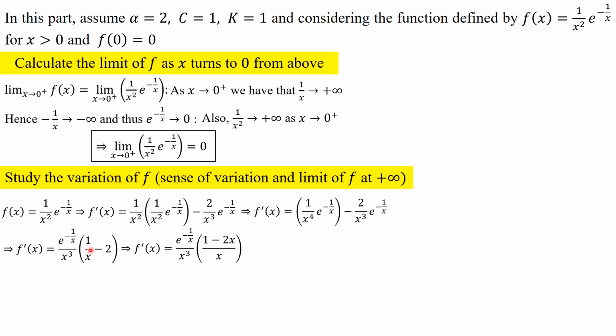Now I can look for the LCM here, and I'm going to get e raised to the power negative 1 over x cubed times 1 minus 2x all divided by x as my f prime of x. I can multiply the denominators and I get my f prime of x to be equal to this function.